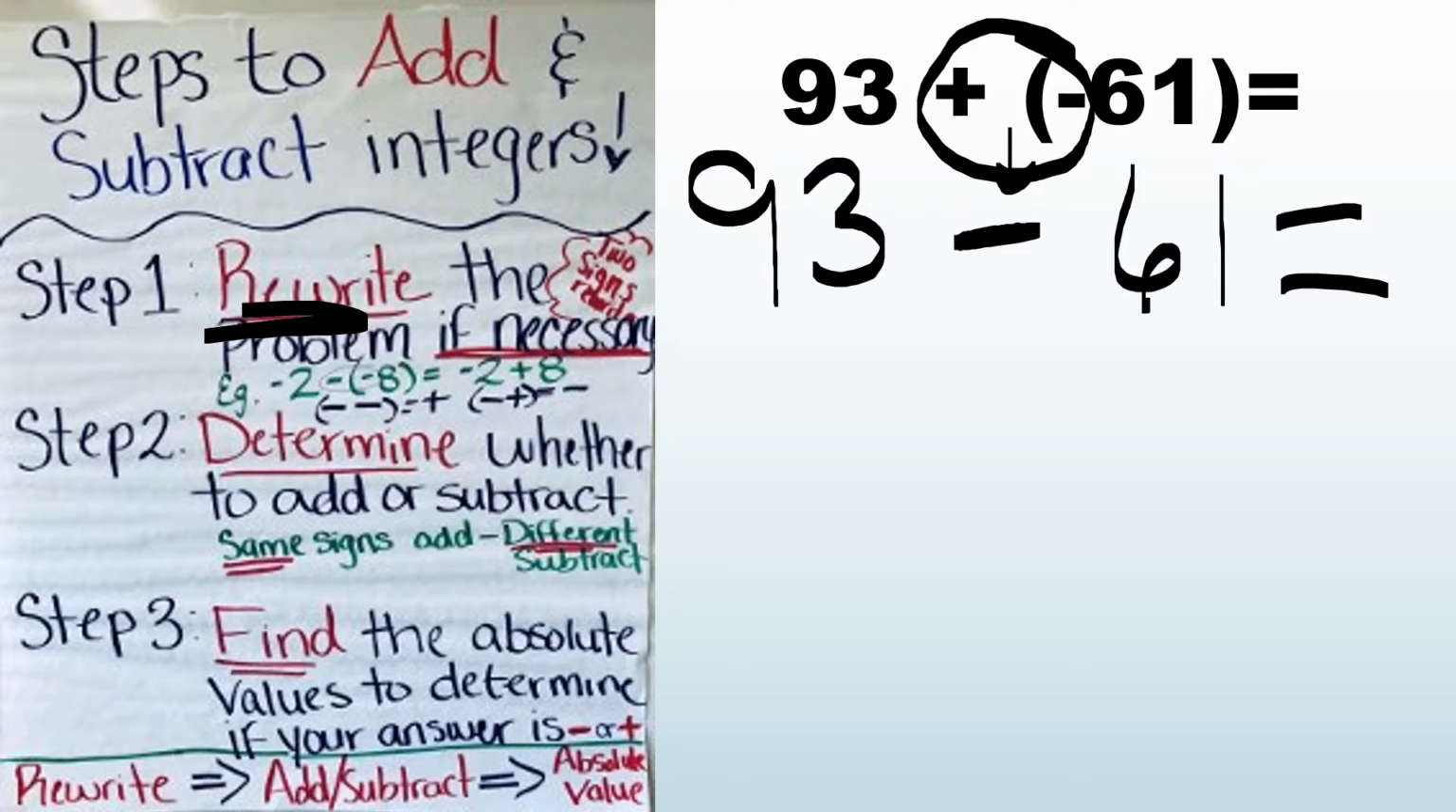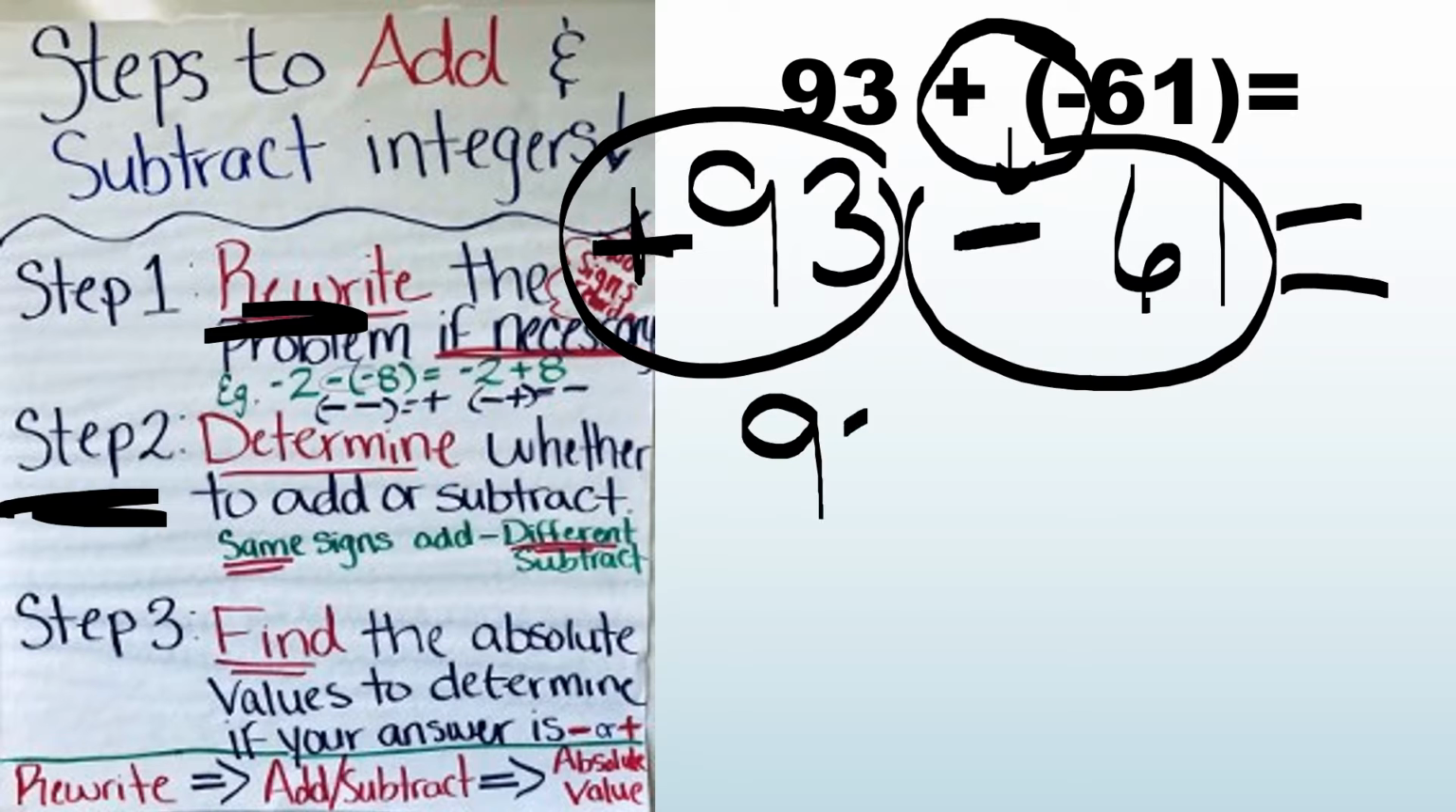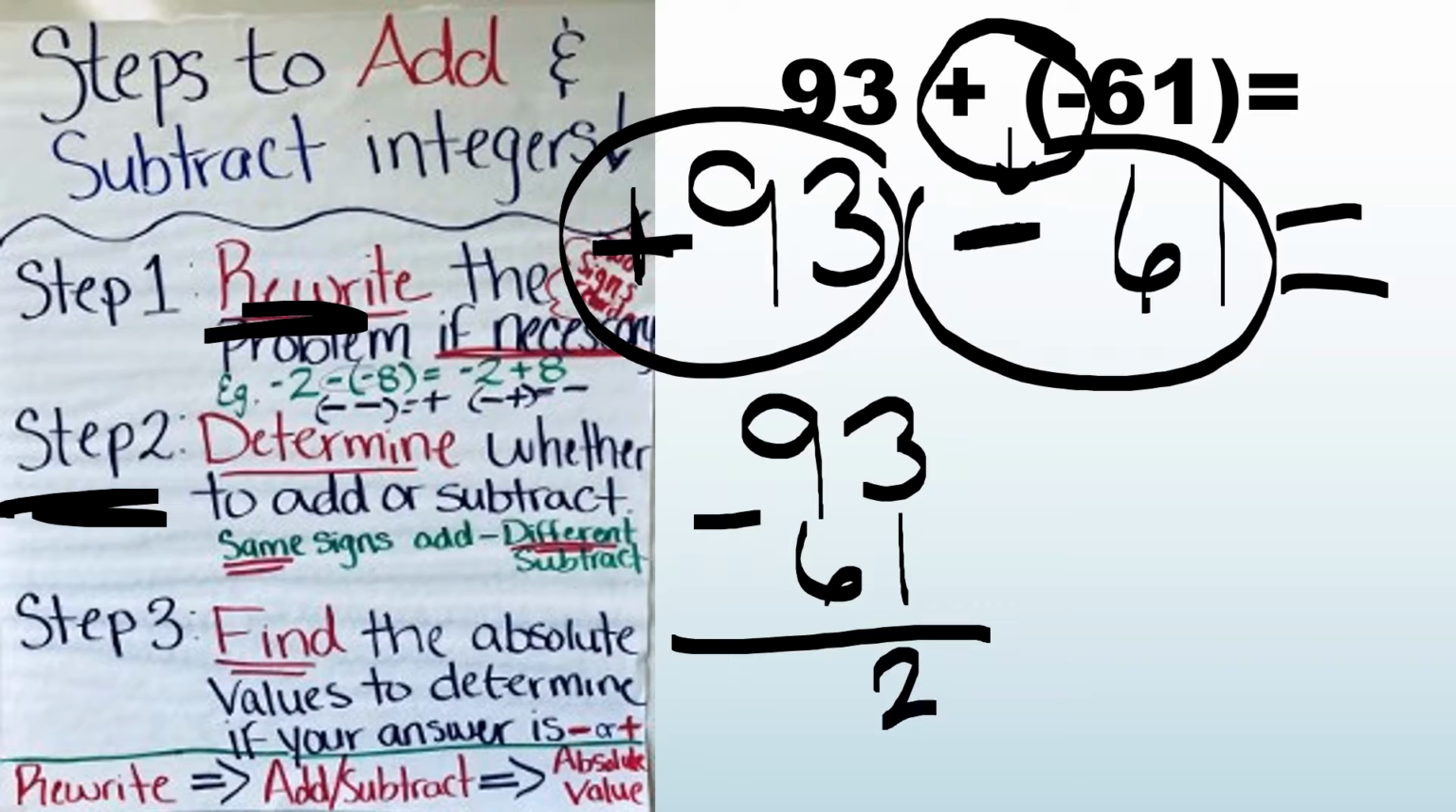So now, step 2 says determine whether to add or subtract. So I'm going to circle both of these. It makes it a little easier for me. I know 93 is the same thing as positive 93. So if you have different signs, you subtract. So I'm going to take 93 and subtract 61.